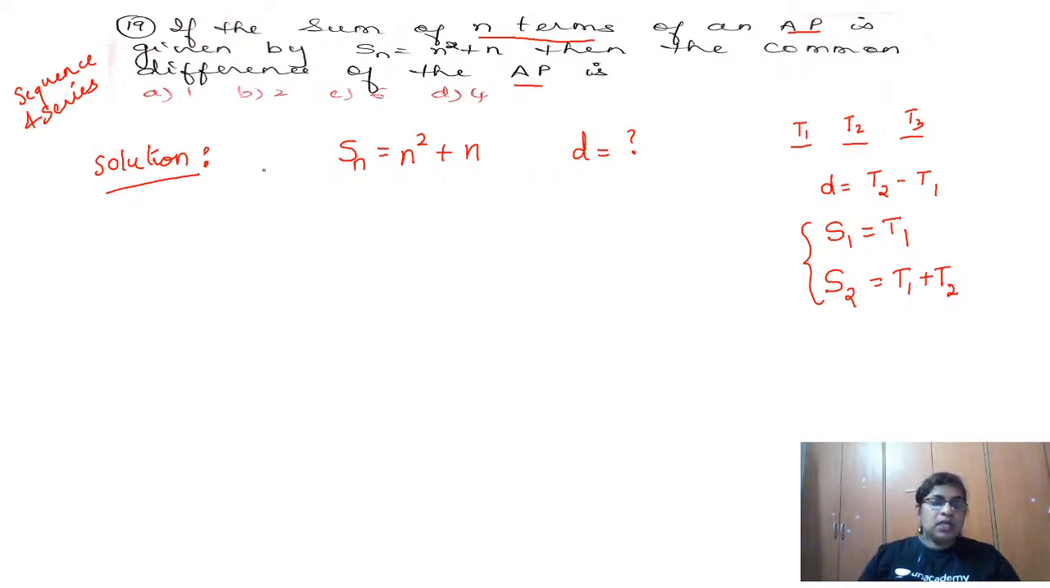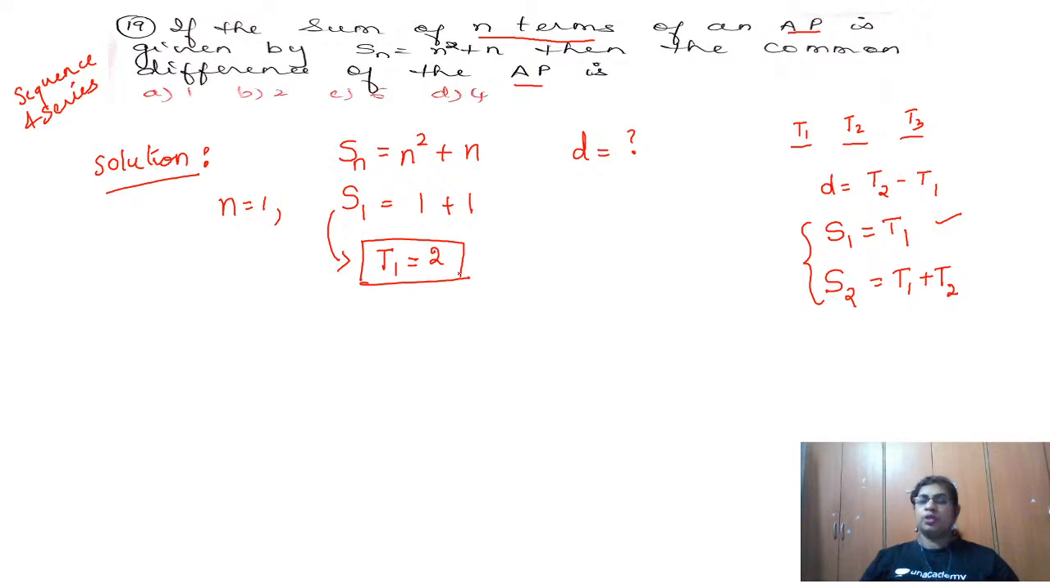Okay, so now here I have Sn is equal to n square plus n. So put n is equal to 1. When you put n is equal to 1, you are getting S1 is equal to 1 square is 1 plus again 1. So how much is this? This is equal to 2. And I've told you here S1 and T1 are equal. So from this you get the first term T1 is equal to 2.